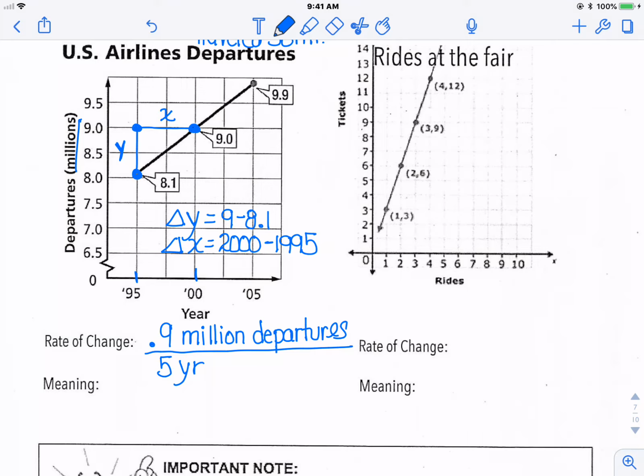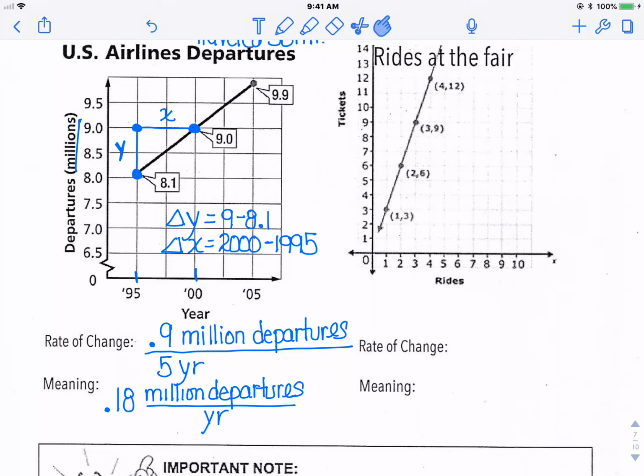So I don't want to leave it in the form it's in. I actually want to get it down to a single number or a reduced fraction. In this case, a single number is going to be okay. 0.18, and that's in million departures. So we had an increase in airline flights leaving every year. And 0.18, if you need just a better sense of how many that is, 180,000 more airline departures each year.